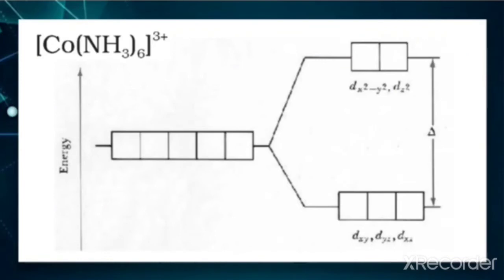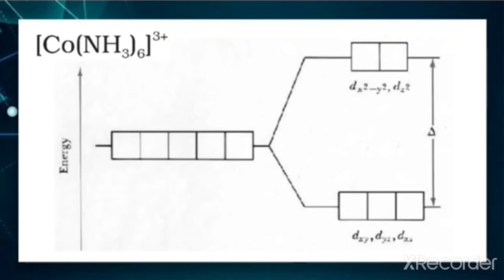Now let us take a particular example to make the filling of electrons in the d orbitals, and we have to fill the electrons in the t2g and eg set. So for this we will be taking this example, that is [Co(NH3)6]3+. The same example we have discussed for hybridization in the valence bond theory.